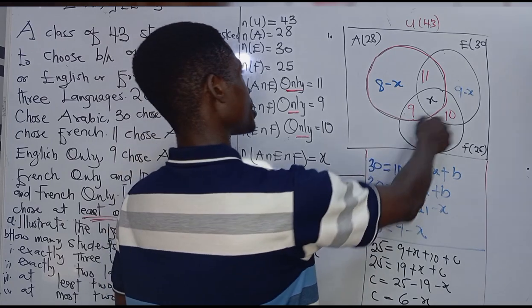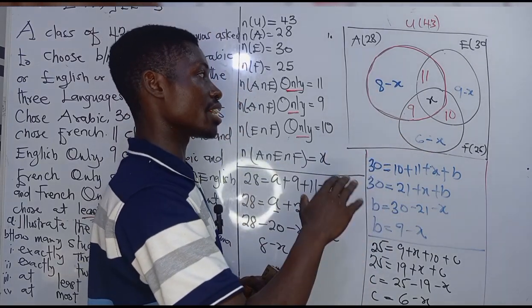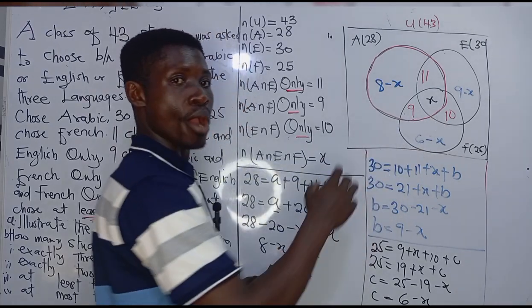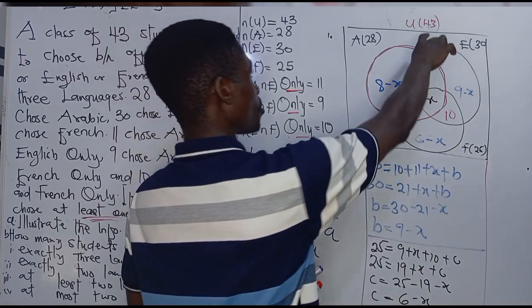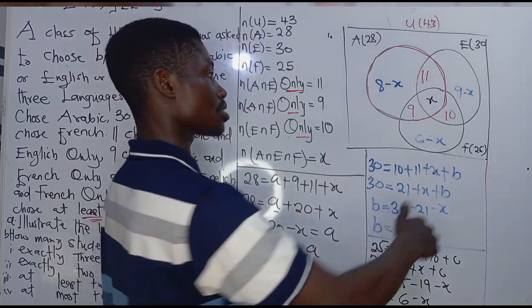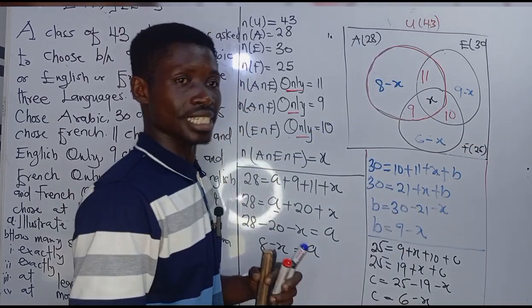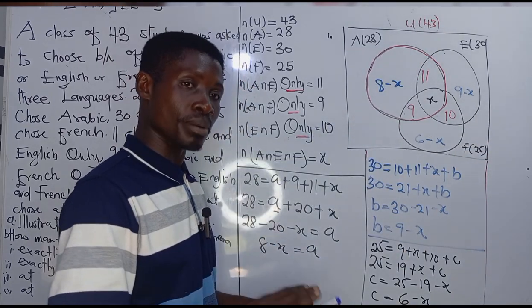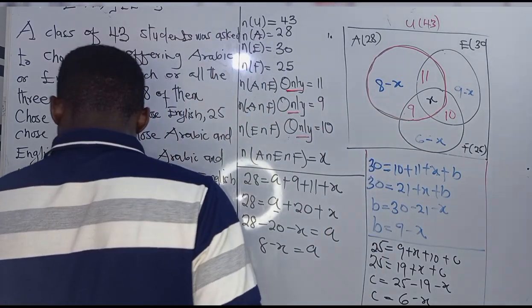Now that we know all the regions in the Venn diagram, we can proceed to find the value for X by way of what? Summing all the regions and then equating it to the number of students in the class. So we are going to sum all the regions within the Venn diagram and then equate it to the number of students in the class. That is going to help us to find the value for X. So let's do that.